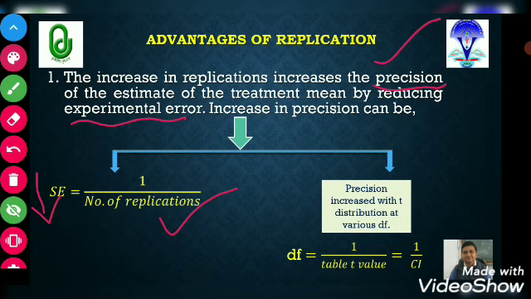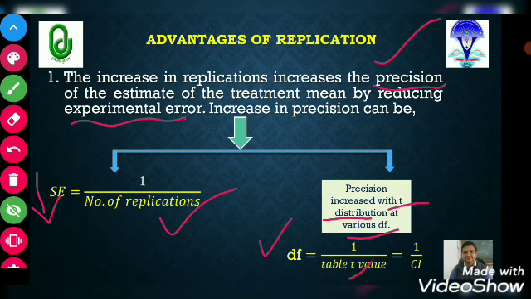Another factor is that precision increases with the t distribution at various degrees of freedom. You see here, degree of freedom is inversely proportional to the table value of t. So if you increase the degree of freedom, the tabulated value of t will reduce. That means the experiment will be highly sensitive. Small changes can also be detected. So that is why we are replicating the treatment.